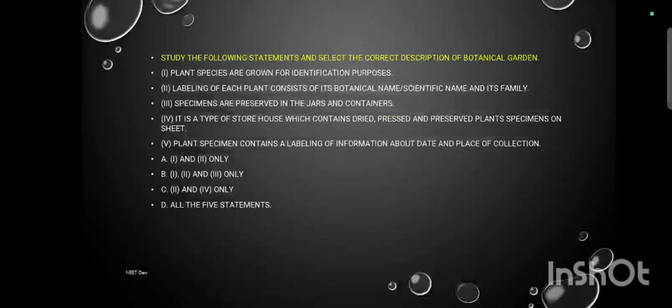Question. Study the following statements and select the correct description of botanical garden. First statement is plant species are grown for identification purposes. Second statement is labeling of each plant consists of its botanical name, scientific name and its family. Statement 3. Specimens are preserved in jars and containers. Statement 4. It is a type of storehouse which contains dried, pressed, preserved plant specimens on sheet. And statement 5. Plant specimen contains a labeling of information about date and place of collection. So the correct option here is answer A, that is only statement 1 and statement 2 describe the botanical garden.